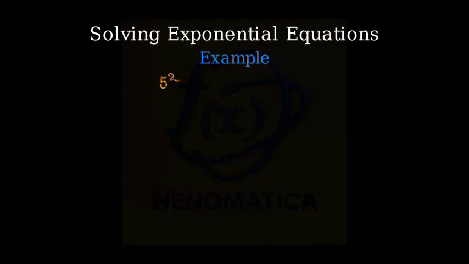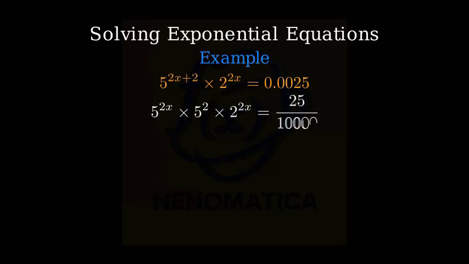Let's look at this example. We need to solve the equation 5 raised to the power of 2x plus 2 times 2 raised to the power of 2x equals 0.0025. Let's start by rewriting our equation. First, we'll use the exponent law to split the first term, 5 raised to the power of 2x plus 2, as 5 raised to 2x times 5 squared.